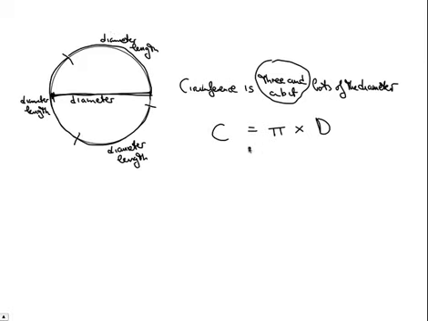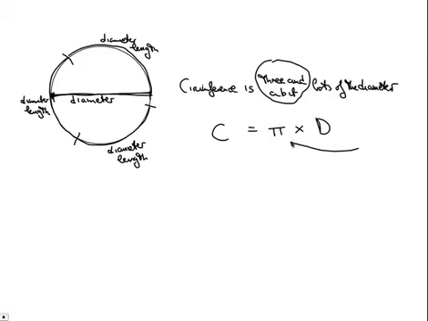That's what the circumference is made up of, and that's a very familiar formula. C equals pi times d. This is where pi comes from. How many diameters fit around the circumference? 3 and a bit. Pi.